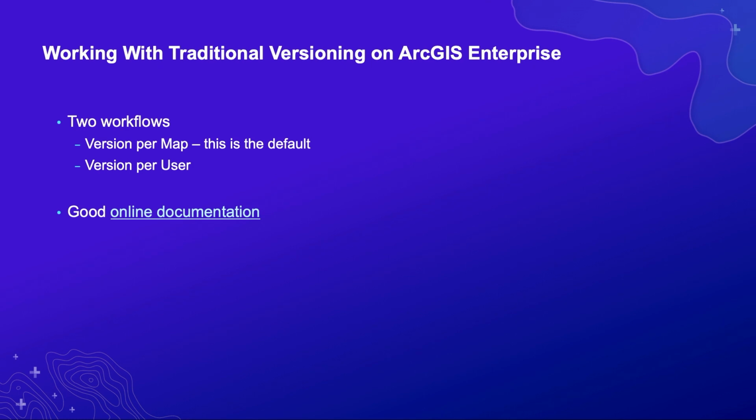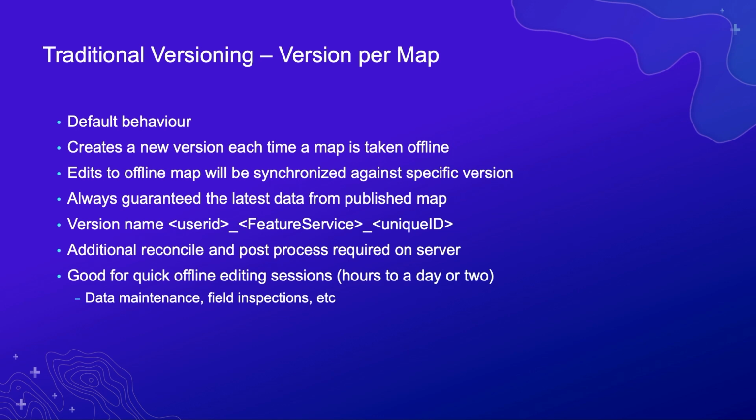And there's great online documentation. If you go into the ArcGIS Enterprise documentation section online, there's some really nice documentation that goes over this in a lot of detail. So let's have a look at traditional versioning, the default behavior, versioning per map. Every time a map is taken offline, a new version is created. And edits to the offline map will be synchronized against that specific version.